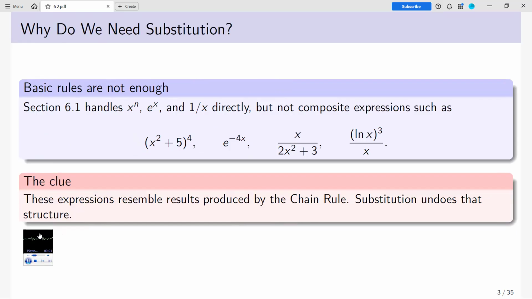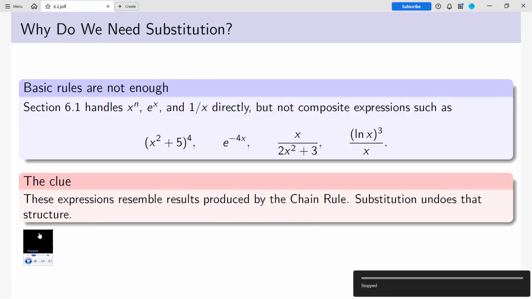Composite expressions often signal that direct integration rules are not enough. We look for an inside function and its derivative because that is the fingerprint left by the chain rule. Calculus leaves clues everywhere, and a good detective will notice them at a glance.